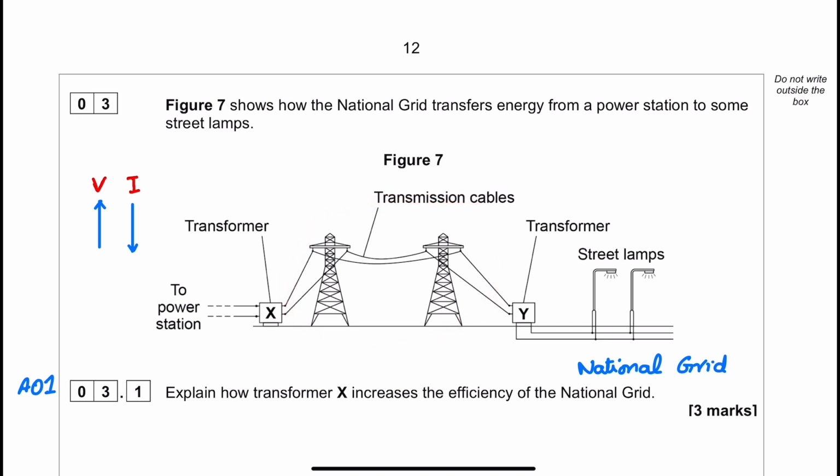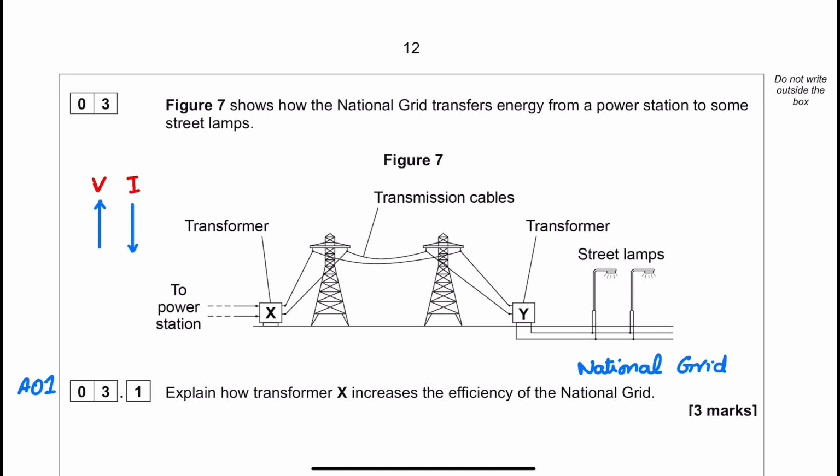In the model, we know that the national grid is going to help us transfer the electricity from the power station to the street lights. 3.1 is an AO1 question. Explain how the transformer X increases the efficiency of the national grid. This question is from the topic of national grid.